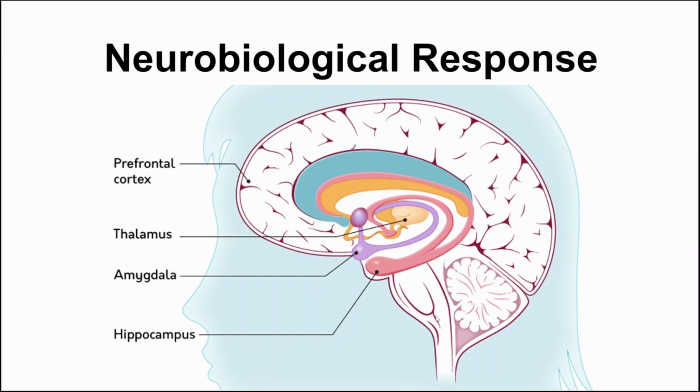Same thing with our auditory information. It comes up to the thalamus, some of it gets sent to the primary auditory cortex, and some gets sent to the amygdala to make a quick decision as to whether we're being threatened or not. So that's a really important component here.